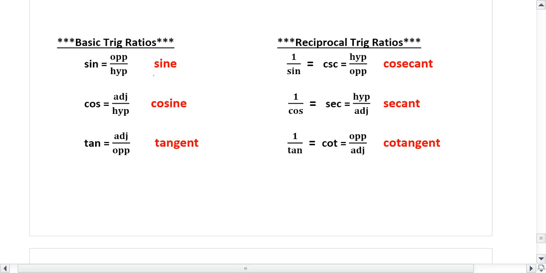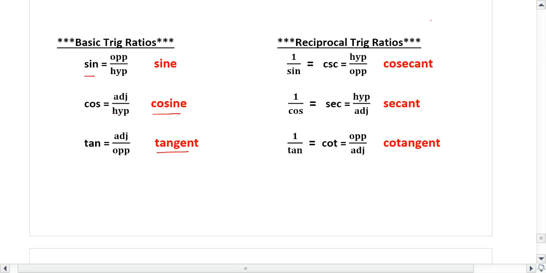So this is called the sine. We abbreviate it SIN, and it is the opposite side over the hypotenuse. Likewise, this word is cosine. It's abbreviated COS, and it is the adjacent side over the hypotenuse. Tangent, abbreviated TAN, is opposite over adjacent. Now you have a sine, cosine, and tangent key on your calculator that we'll learn to use today.